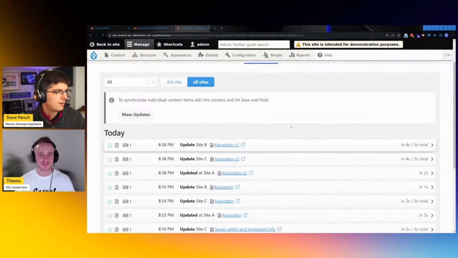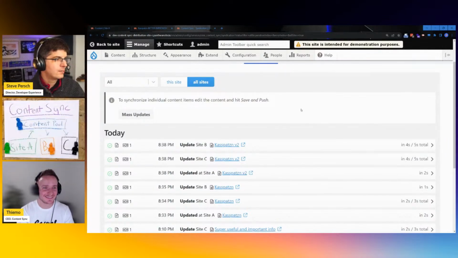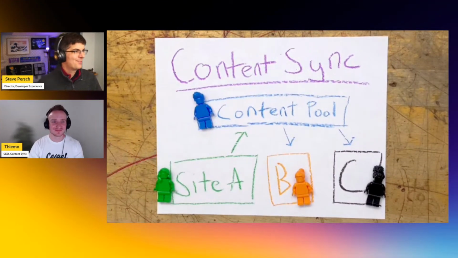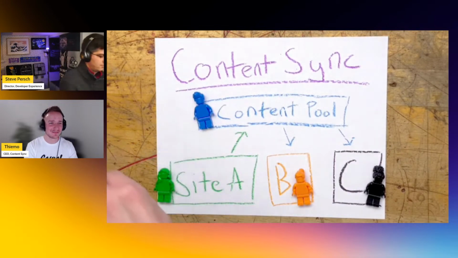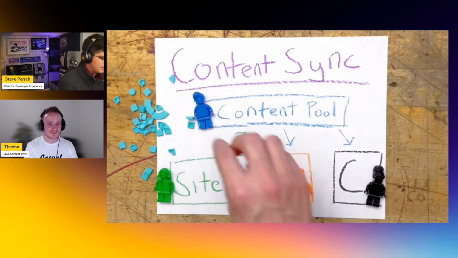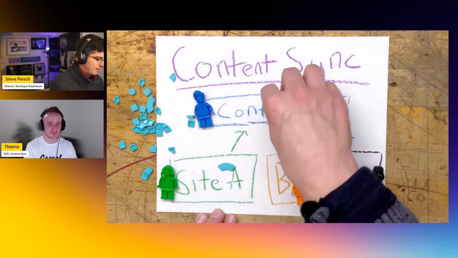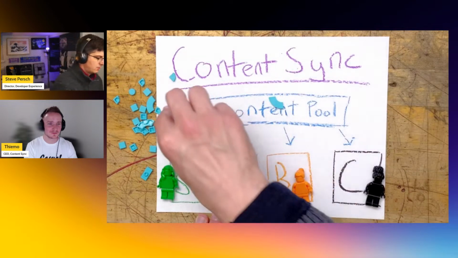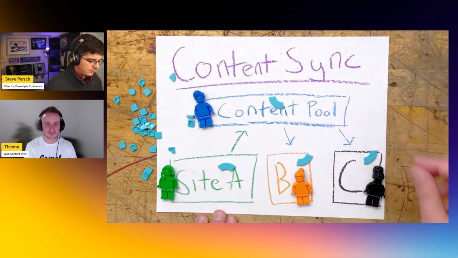Excellent. All right. Well, we have seen a whole lot of things. I'm going to bring up our diagram one more time here, to make sure I understand everything we saw. In that first use case, let me bring out some more Legos here, we made some content on site A. It automatically pushed up to the content pool, and then very quickly down to sites B and C.